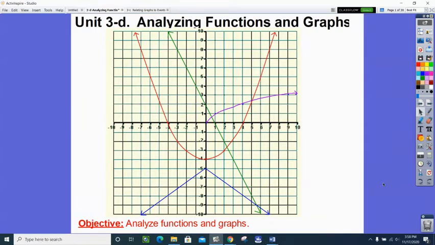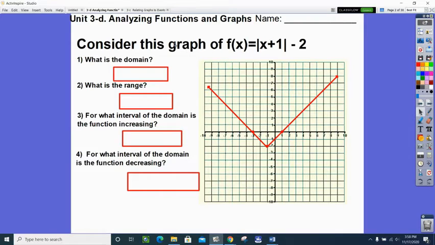Today, we're going to continue analyzing functions and graphs. It's kind of like just a big review of a lot of the vocab and techniques that we've been using. So I'm going to start with just a couple of basics. So let's talk about domain, range, for what interval of the domain is increasing and what interval of the domain is the function decreasing. So the Edpuzzle is going to stop you in some places, but in other places you might want to pause the video so you have thinking time.